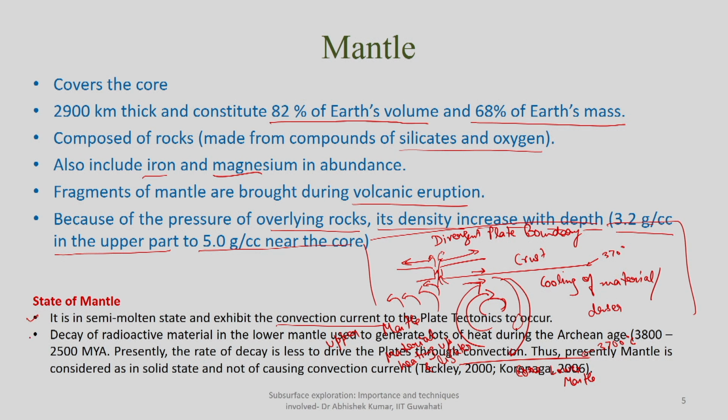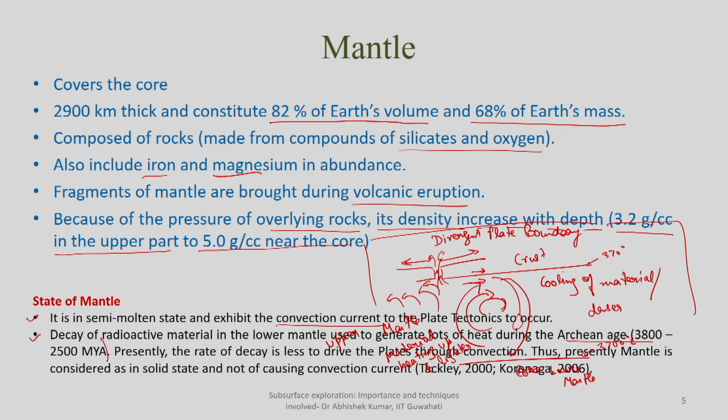However, people have identified that the decay of radioactive material in the lower mantle used to generate a lot of heat during the Archean age, almost 3800 to 2500 million years ago. Presently, the rate of decay is too low to drive plates through convection. So overall, the mantle is divided into upper mantle and lower mantle, while the convection current in the upper mantle is responsible for driving the plates either away from each other or towards each other.